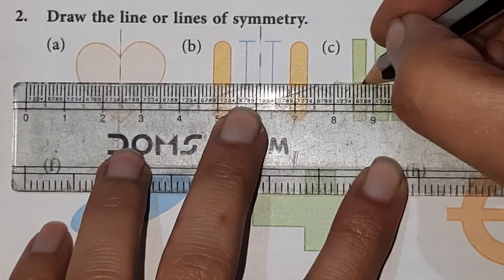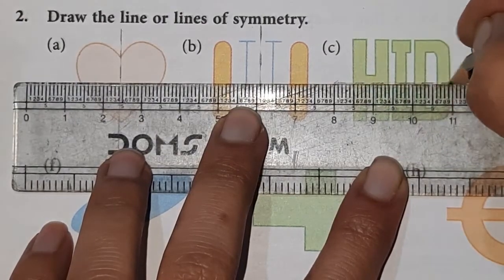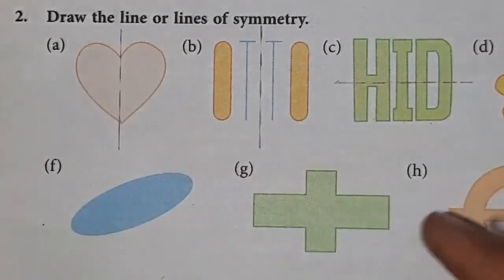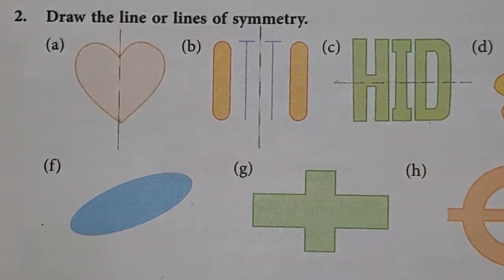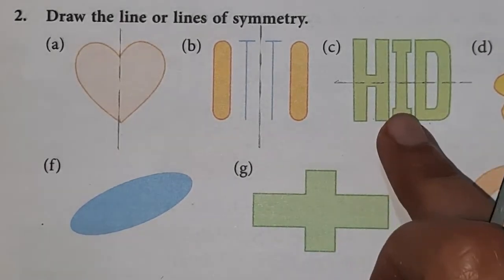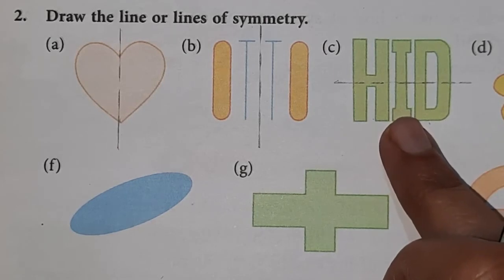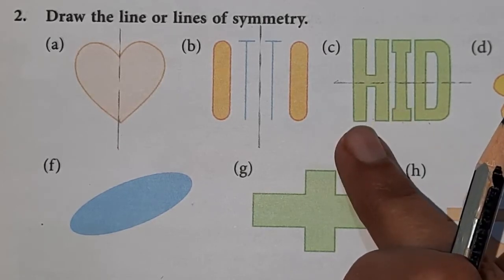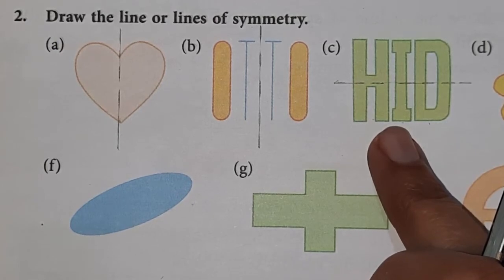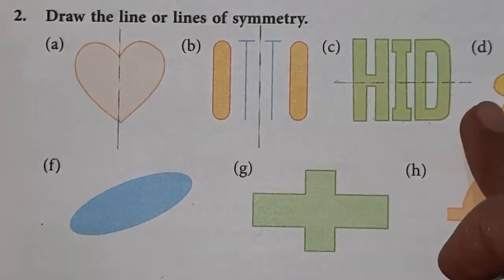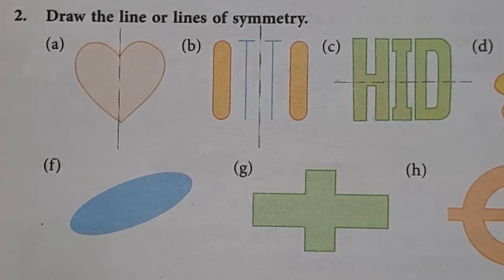You should not read them separately because it is a complete single part. HID. So it is only a horizontal line of symmetry. Otherwise H has two lines of symmetry, I has two lines of symmetry, horizontal and vertical both. When all three come together, then only one line of symmetry.